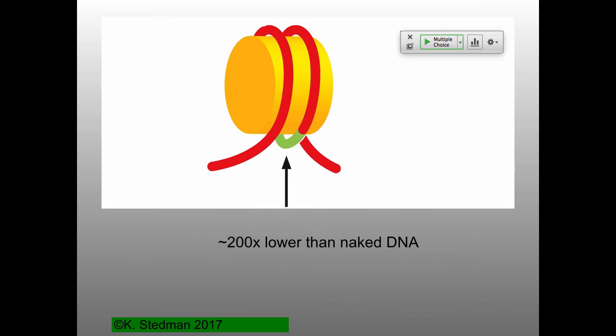So that gives you an indication that, yes, there is some of this breathing going on, but what other way do we have to deal with these things that are sort of in the middle of nucleosomes?